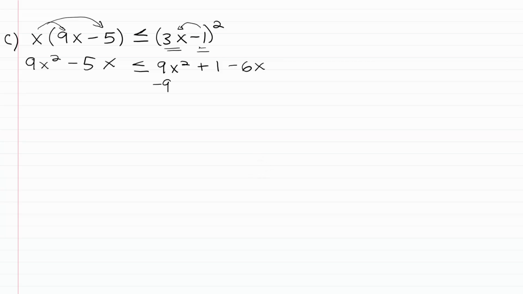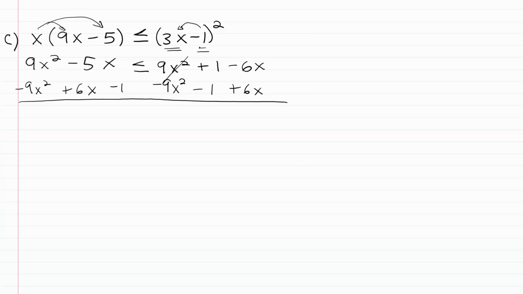So we'll do minus 9x squared minus 1 plus 6x. We'll do that to both sides. So we'll end up having minus 9x squared plus 6x minus 1 on the left, right? And all the terms on the right will cancel out. On the left side, we'll have x squareds cancel out. We'll end up having just 1x minus 1 is less than or equal to 0. Okay, from there, we'll simply solve by saying that x is less than or equal to positive 1.